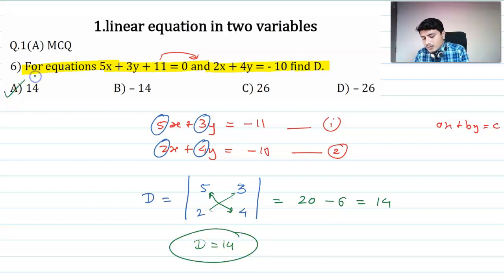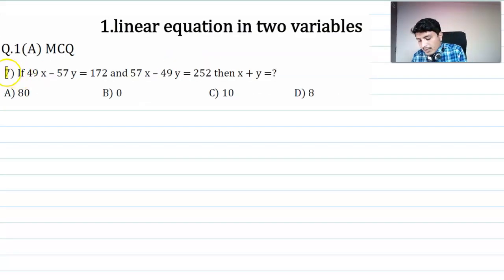So our correct choice code is A as 14. Look at the 7th sub question. We have if 49x minus 57y equals 172 and 57x minus 49y equals 252, then x plus y is equal to?